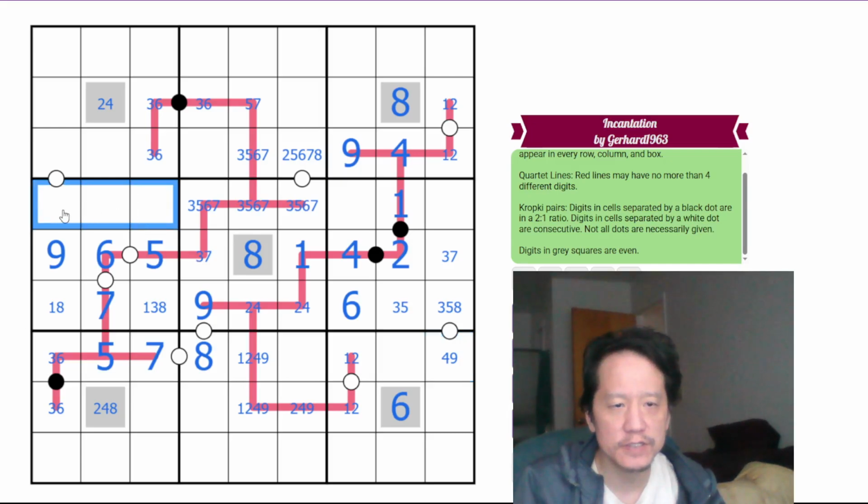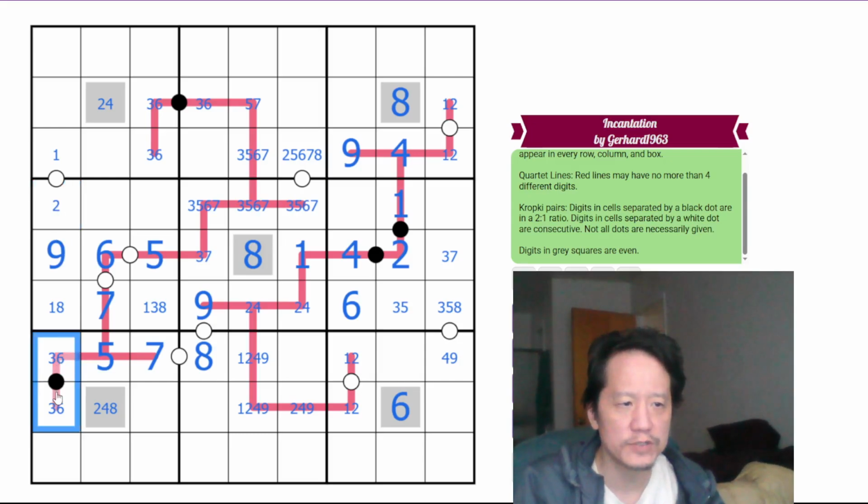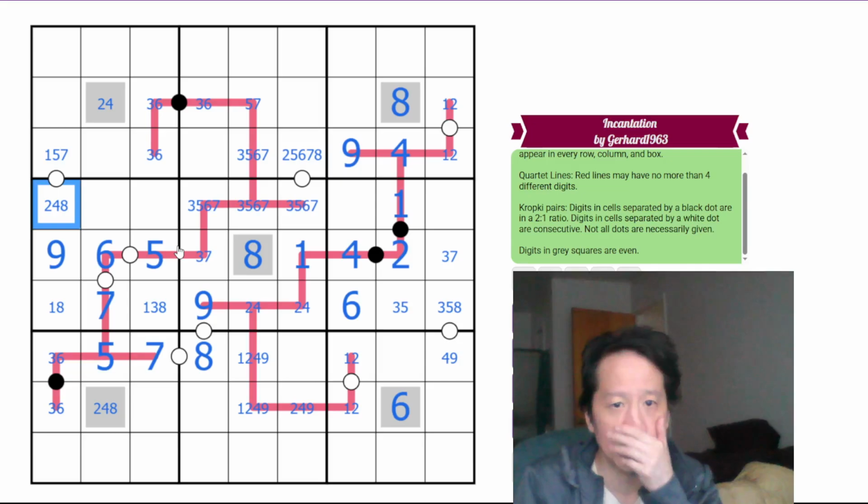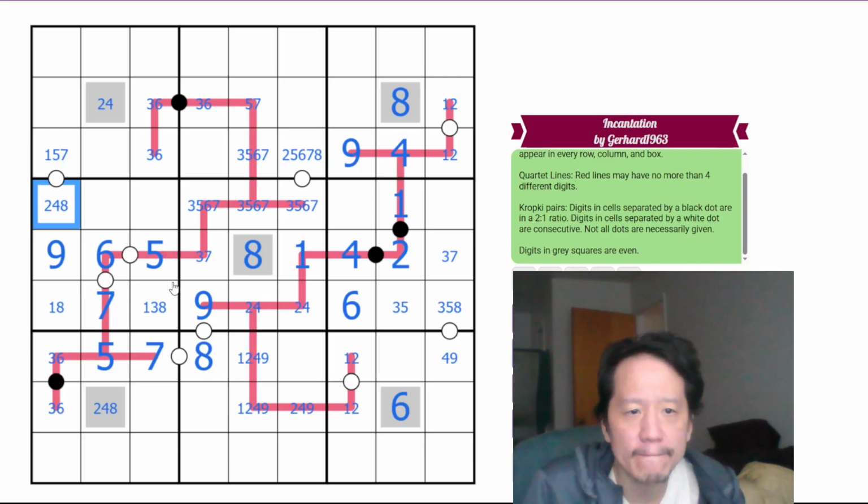Remaining digits here. Okay, consecutive digits here can be 1 and 2. But this can't be 1, so this can't be 2. If this were tried to be 2, it can't be 1 or 3 here. 2 and 3 doesn't work. 3 and 4 doesn't work. 4 and 5 could work as long as this is 4 and that's 5. 5, 6 doesn't work. 6, 7 doesn't work. 7, 8 is a possibility as long as this is 7 and this is 8. Okay.